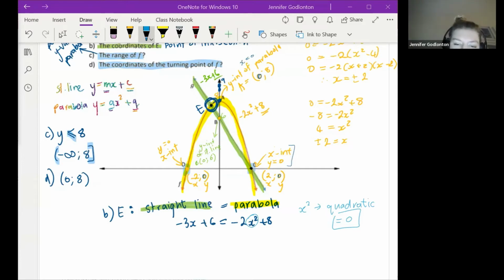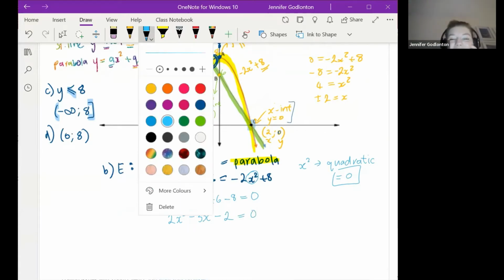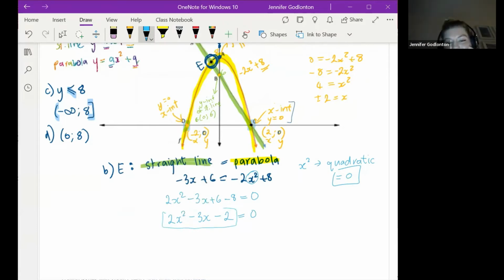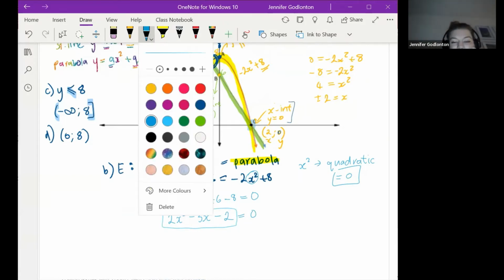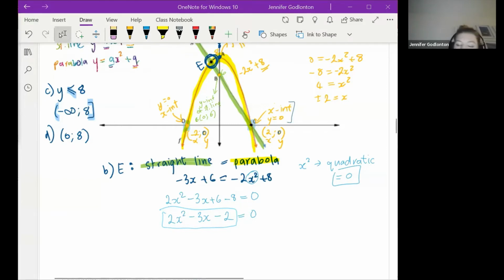Okay, so I'm going to move it to this side. So I'm going to have 2x squared minus 3x plus 6 minus 8 equals 0. That's going to be 2x squared minus 3x minus 2 equals 0. What glorious thing do we have now that we learned at the beginning of the year? What do we have in front of us? Something that many of you did not enjoy. Canva, yes. What do we have in front of us?